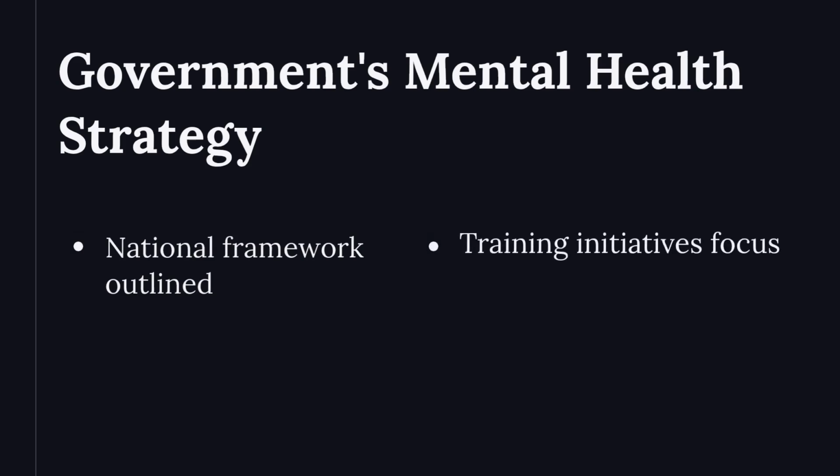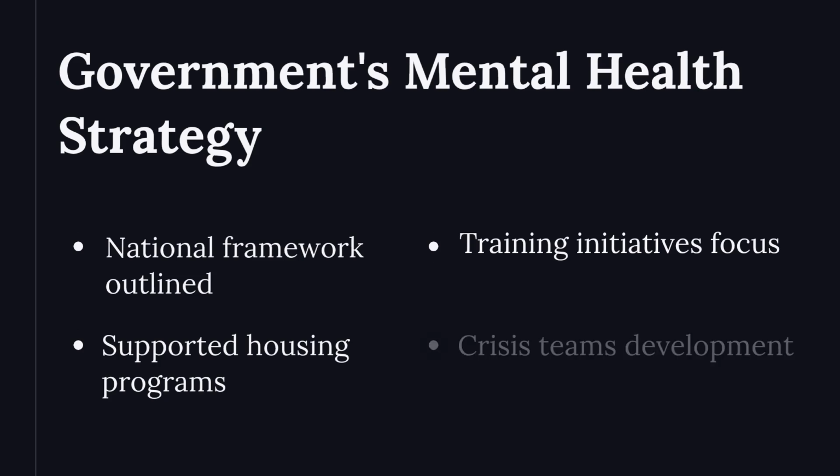The government's strategy to modernize mental health services included a national framework. It outlined necessary services for mental health care. New initiatives focused on training, supported housing, and crisis teams. The aim was to improve mental well-being and reduce illness burdens. These efforts highlight the ongoing evolution of mental health policy.